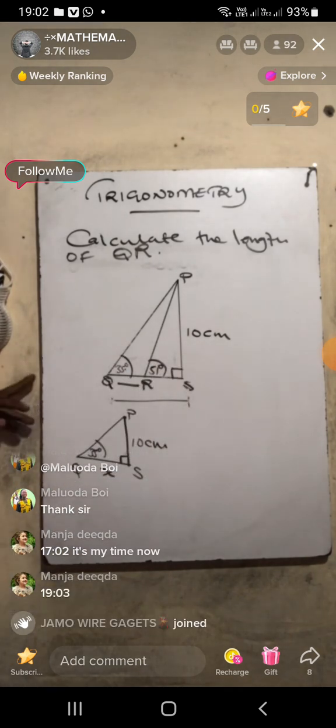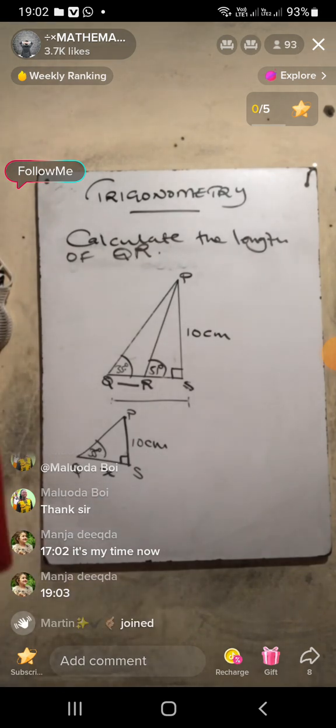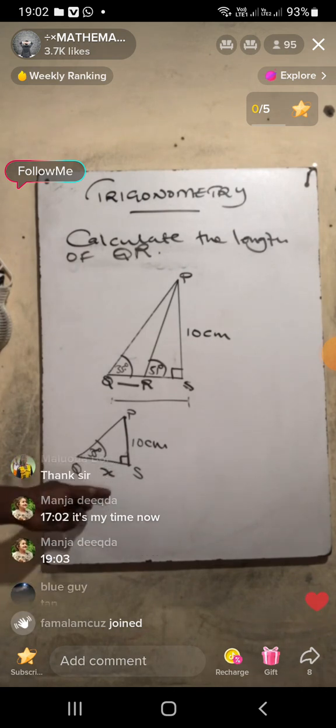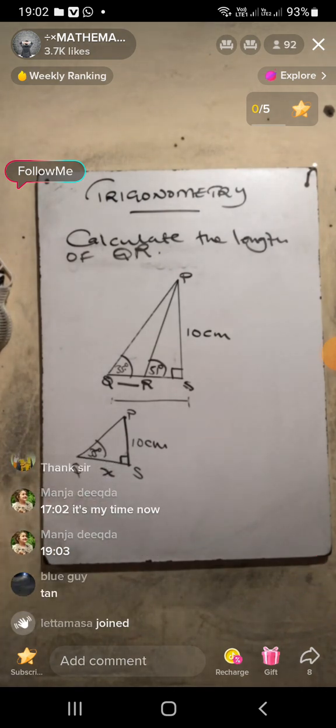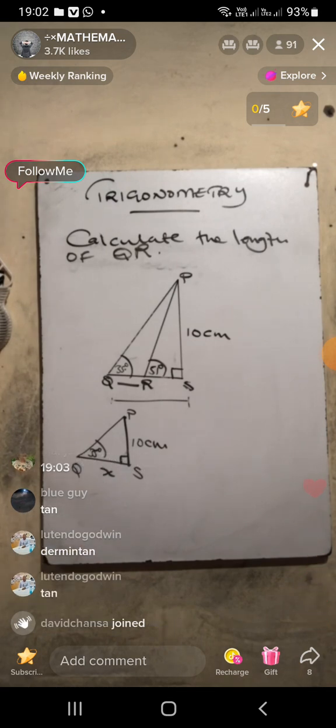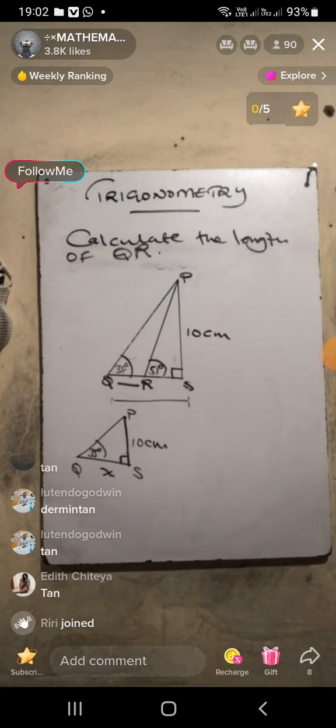So using trigonometrical ratios, which trigonometrical ratio are we going to use, my good friends, in order for us to find the length? Okay, blue guy is saying tan. Others, what do we say? Tan.